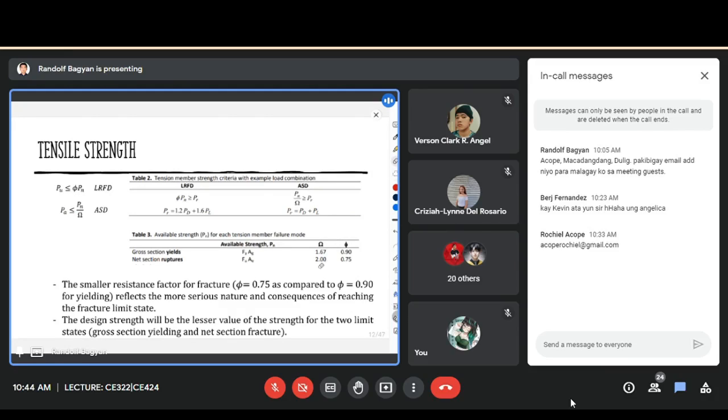Okay. So yan ha, tandaan nyo lagi ito. Dapat hindi kayo balito. Kapag yielding, you use 1.67 for omega and 0.90 for LRFD. For net section rupture, you use 2.0. Okay, 2.0 means a greater factor of safety, no? And 0.75 for the LRFD.